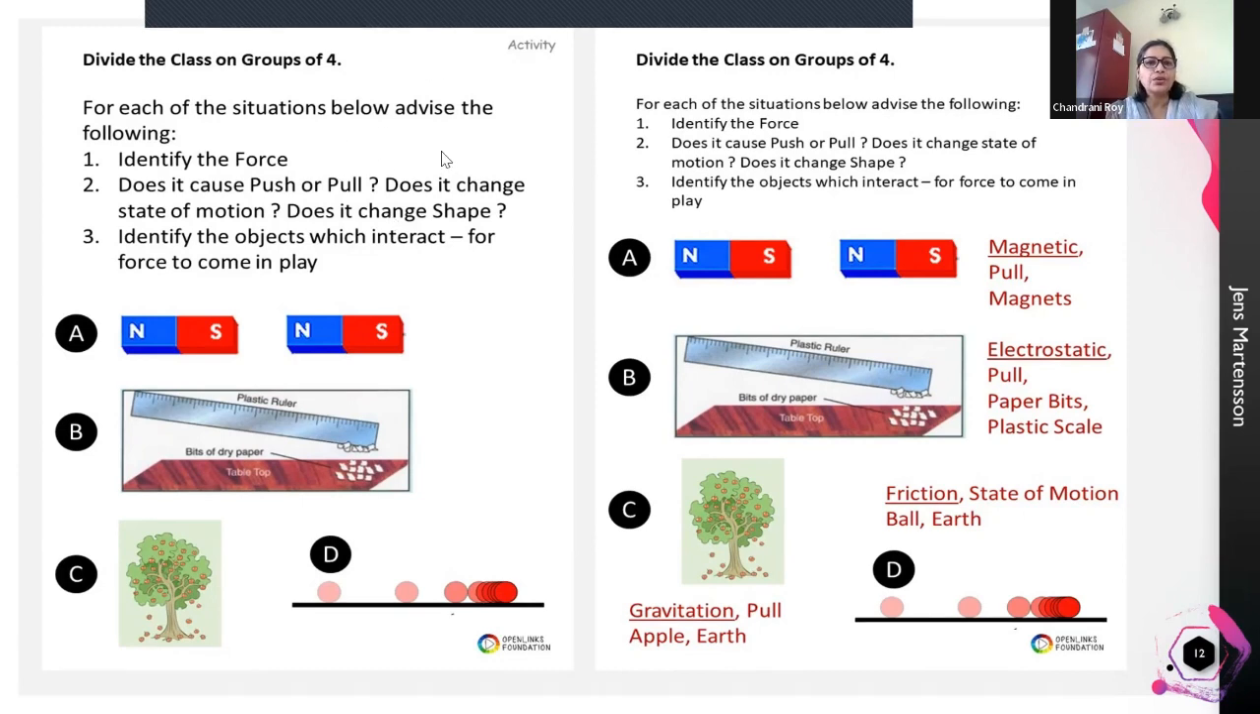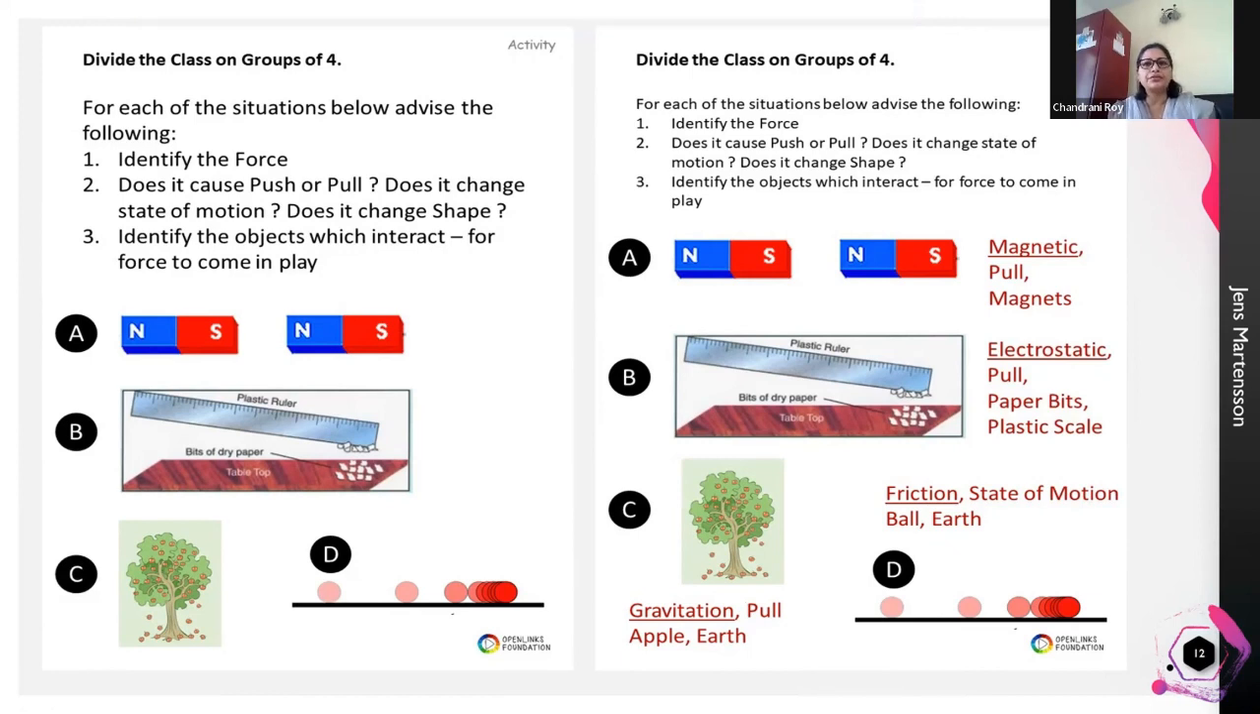And then we have rolling a ball, which is going and hitting another. So the state of motion of the ball or the earth. These are a few activities that can be done where we divide the class in groups rather than as individual activities. A group activity always promotes some amount of interaction between the members of the group, and especially post-COVID, where children have come back to school after a long time.